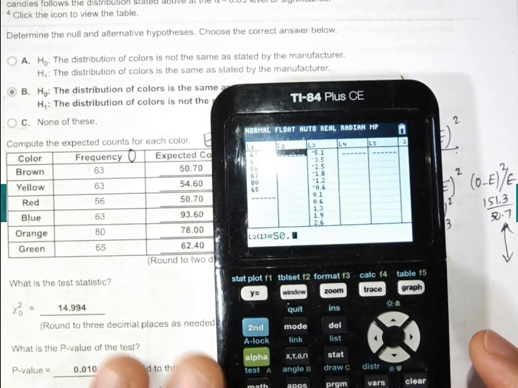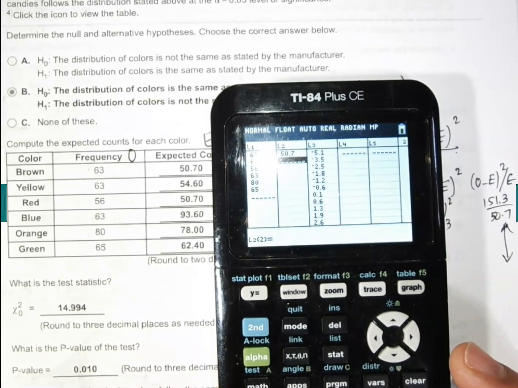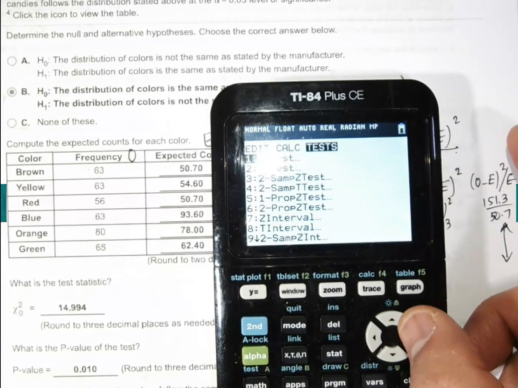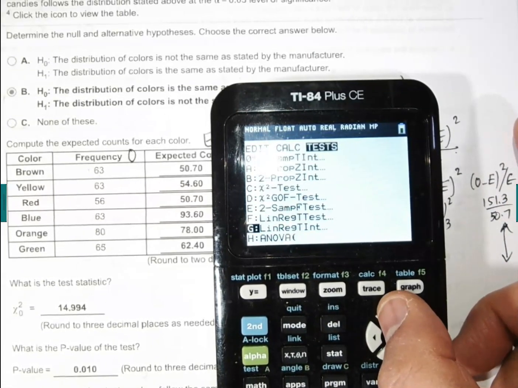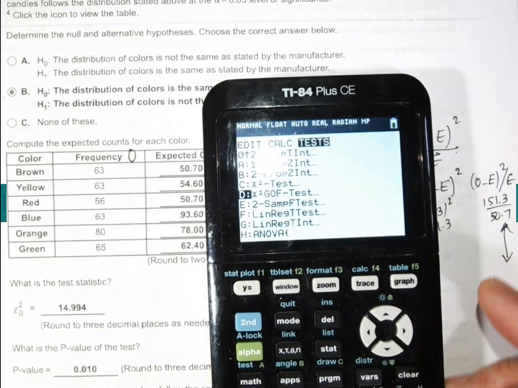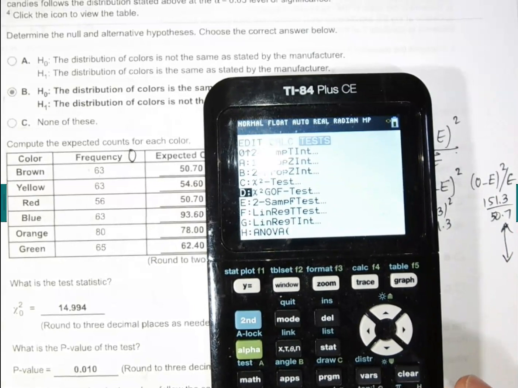So you have 50.7, you have 54.6, 50.7, 93.6, 78, and finally 62.4. Okay, now let's go to Stat, Tests, scroll up, and for section 12.1, it's the goodness of fit test, it's D.